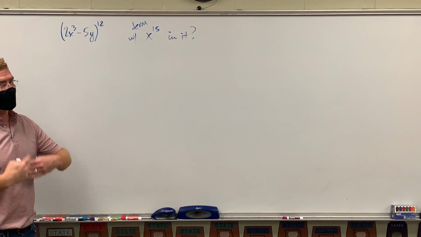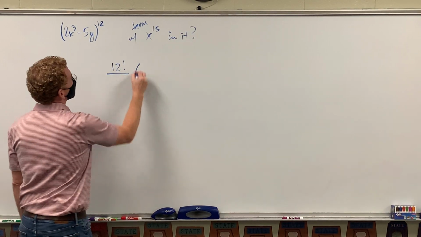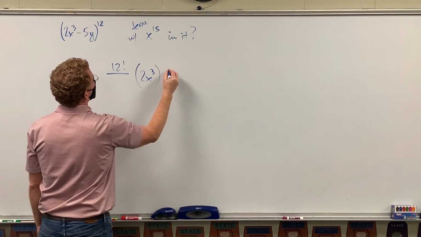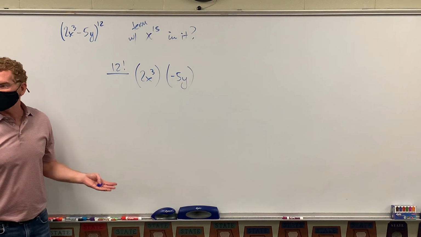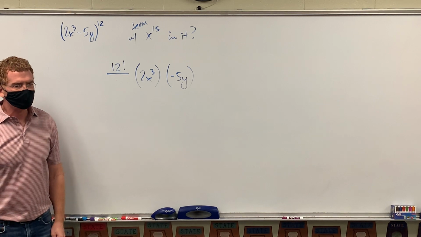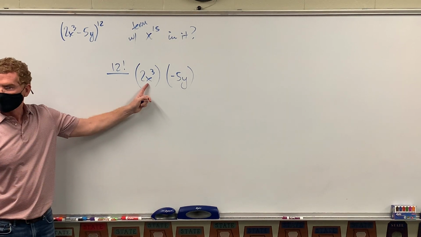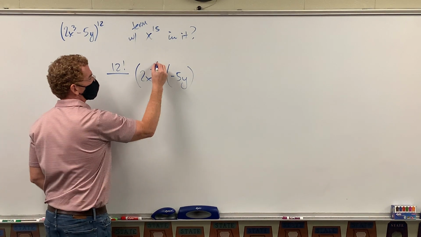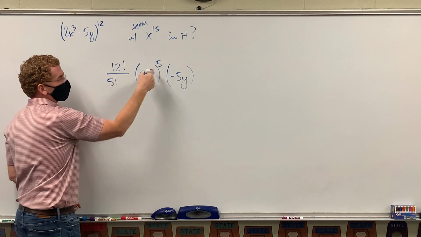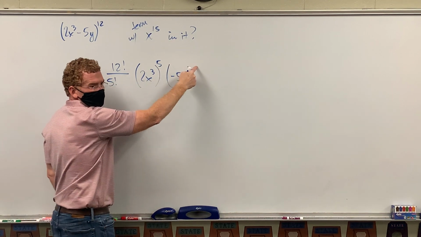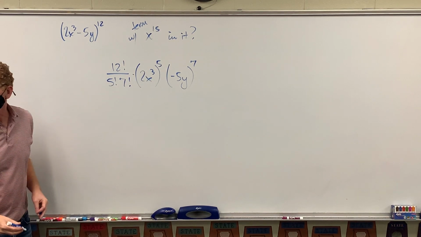If I'm finding a term, how do you begin every problem? 12 factorial, 2x cubed, negative 5y. Now, what would the power have to be to give you an x to the 15th? What would the power there have to be? 5? And if I put a 5 there, where else do I put it? Here? And if that's a 5, what does the other one have to be? 7? Can you do it?